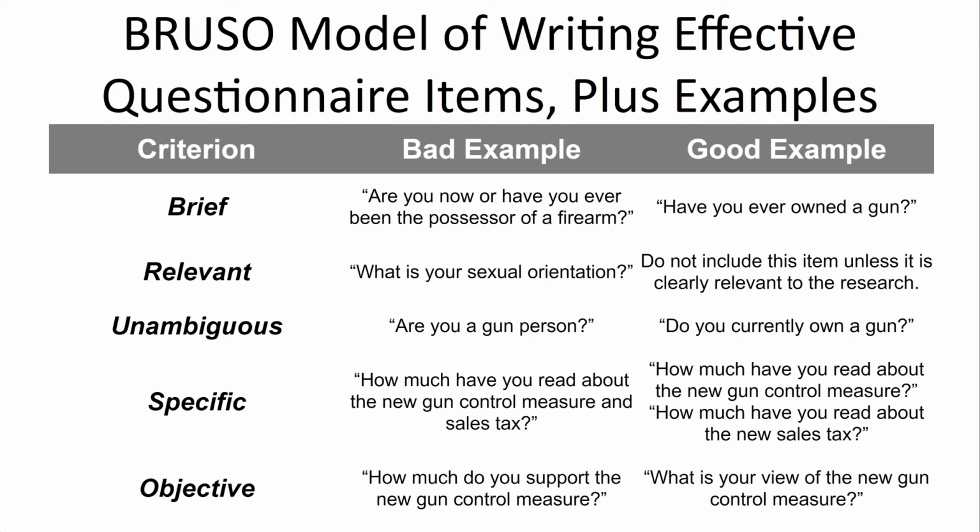So the BRUSO model is a very effective way to write your questionnaire items. And I just wanted to include a few examples of how these can be useful. For the first one, you see the first criterion, brief. The bad example states, are you now or have you ever been the possessor of a firearm? Well, it's obvious what the question's asking here, but I think there's an easier way to say this. So take a look at this good example. The question is, have you ever owned a gun?